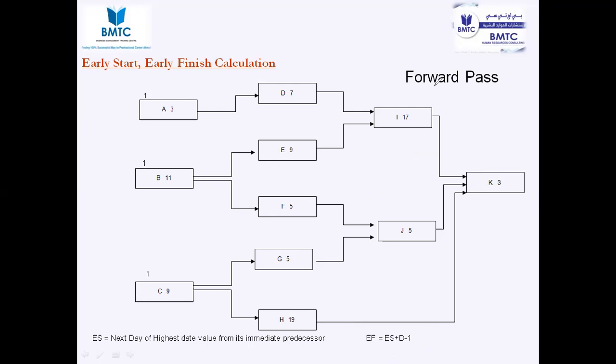3 plus 1, 3, right? 3. 1 plus 3, 4. 4 minus 1, 3. Okay. What is the one? This one? B? 11. What is this one? Early finish for C? 9.